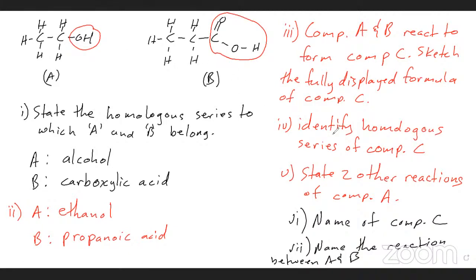All right. So I'm going to start with part four. What is the homologous series of compound C? So it's carboxylic acid. Hold on. They have compound A is an alcohol, right? And B is a carboxylic acid. So what is the name of the reaction when we react alcohol with carboxylic acid? Esterification. Right. So that means compound C is an ester. So the homologous series is ester.